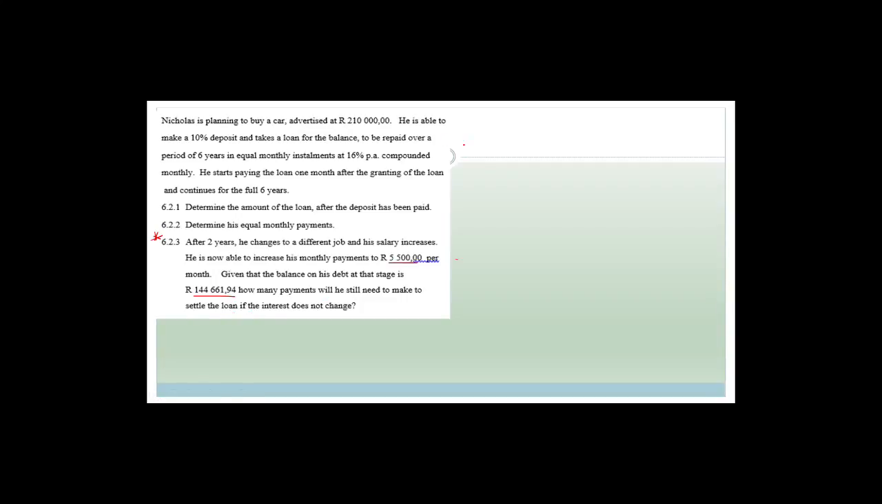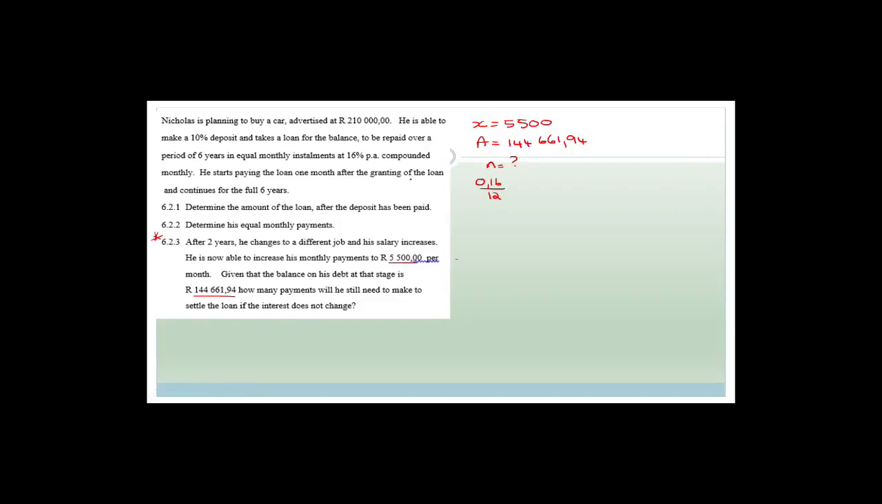Okay, so let's think about this. First of all, we need to know that his monthly payment, so x, is 5,500. The amount is 144,661.94. And they want to know what n is, the number of payments. The interest rate was still 0.16 over 12 because it was compounded monthly.